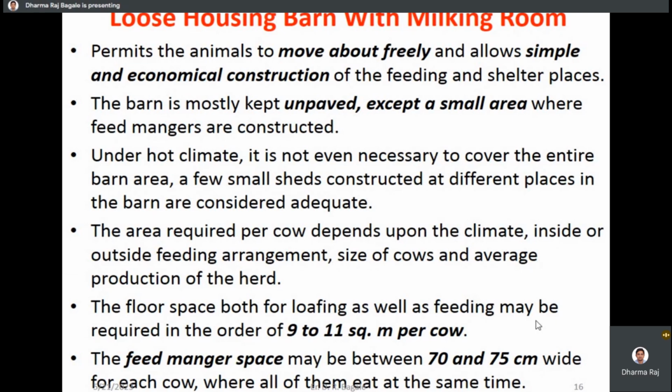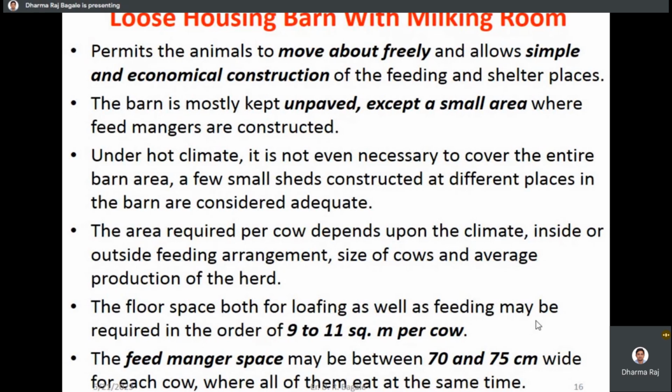Here feeding means the paved area where we put the feeding trough and all the animals are fed at a time. The disadvantage of the system is that we have to provide feed to all the animals at the same time. So there will be competition between the animals during feeding, and we cannot take special attention or special care of special animals.